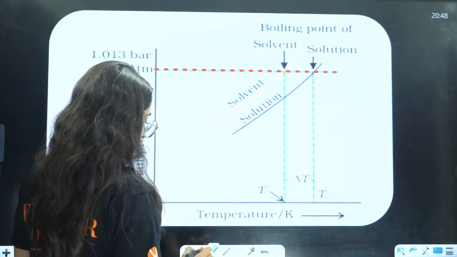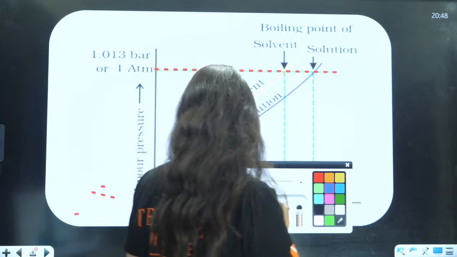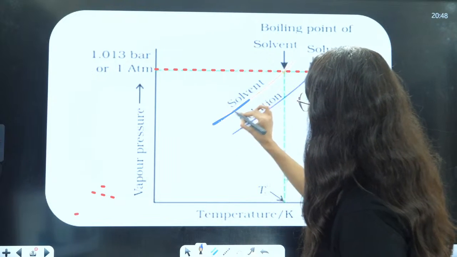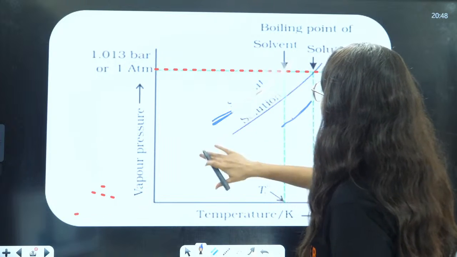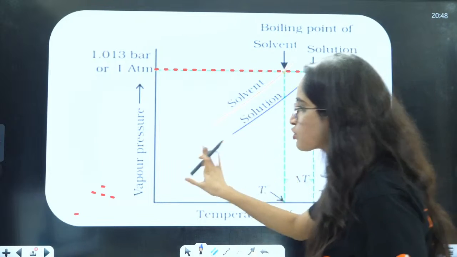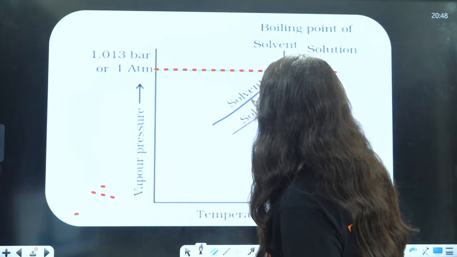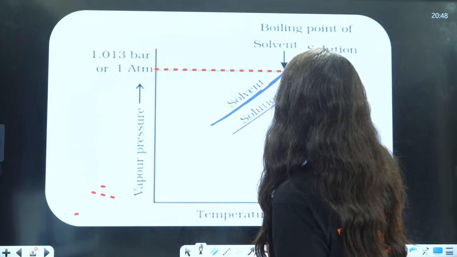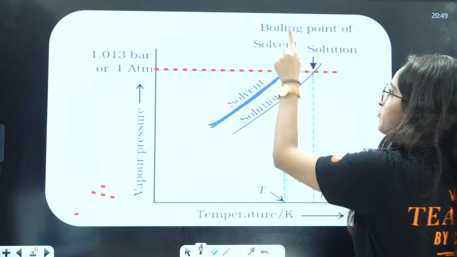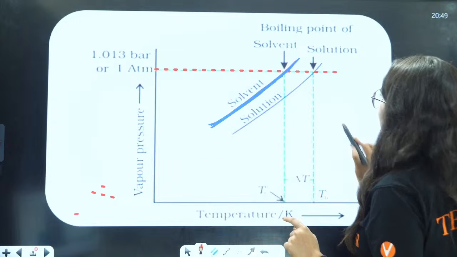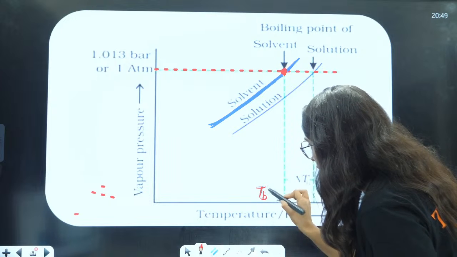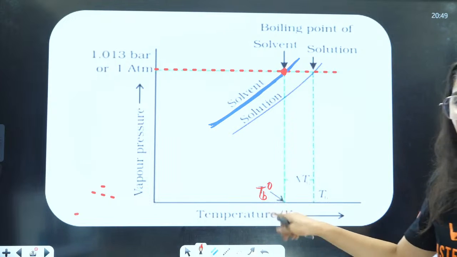Now, what will happen here? Earlier, there was simple solvent. This is the simple solvent. Wherever this solvent touches the atmospheric pressure, that is your boiling point. The graph was drawn and it was found that this solvent touches the atmospheric pressure, that means the vapor pressure of this solvent is equal to the atmospheric pressure at this particular temperature. This temperature is called the TB naught.